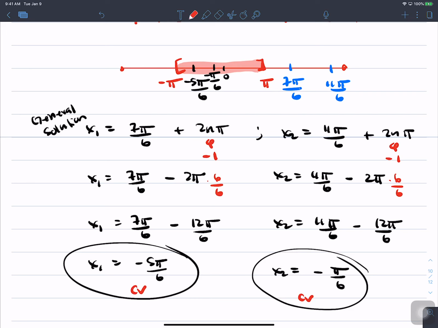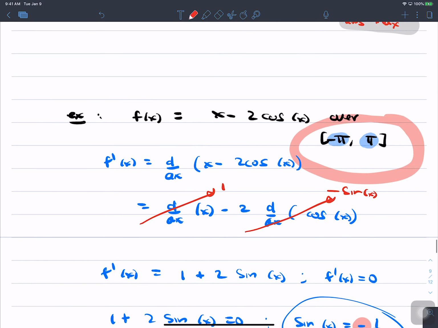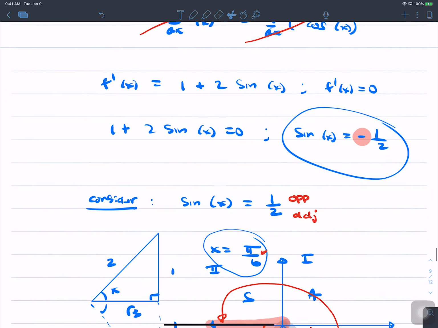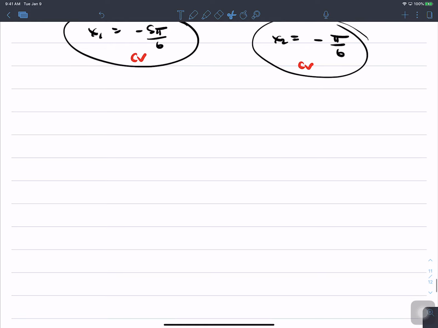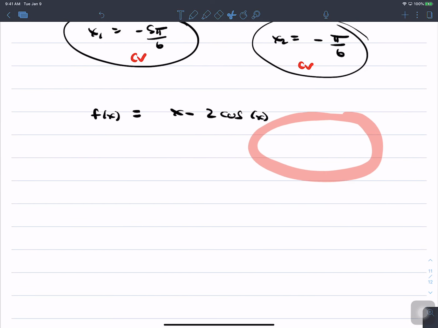Okay, there's work when you do trig, ladies and gentlemen. And then you say, okay, well, how do I deal with this again? Remember, let's go back to the equation here. Maybe I can copy it, right? And I know my interval, -pi to +pi. So once again, here's the value of the function.